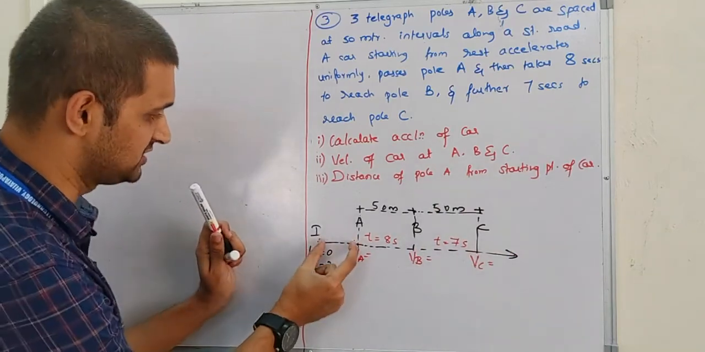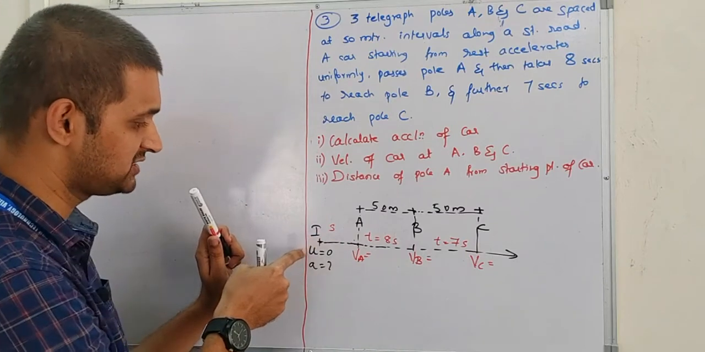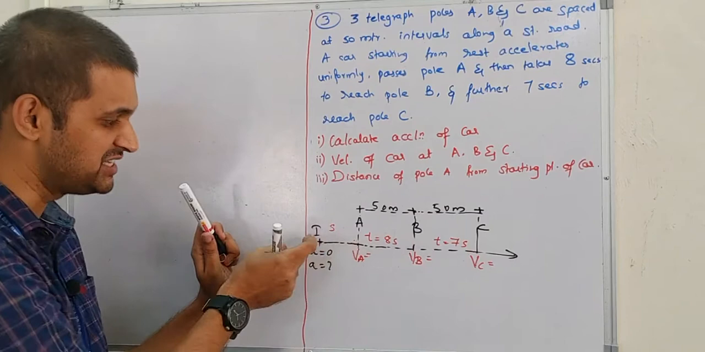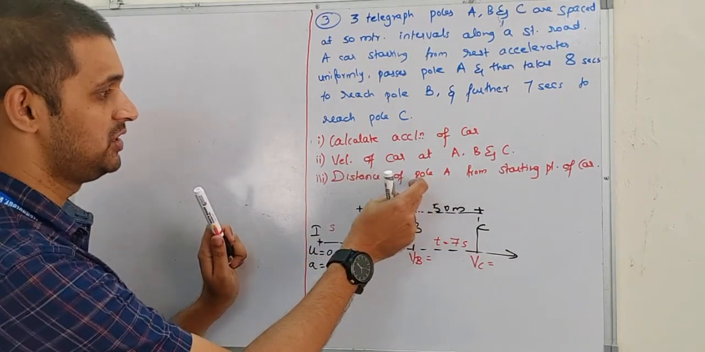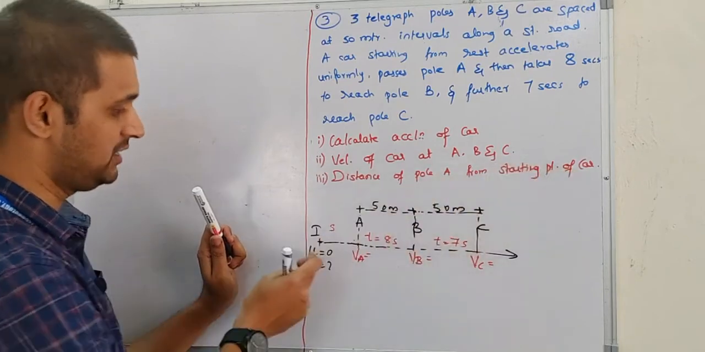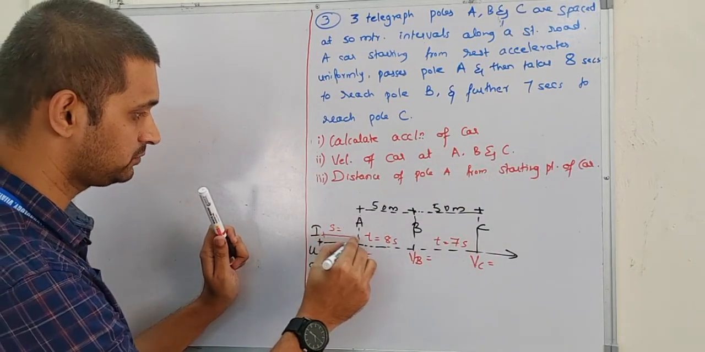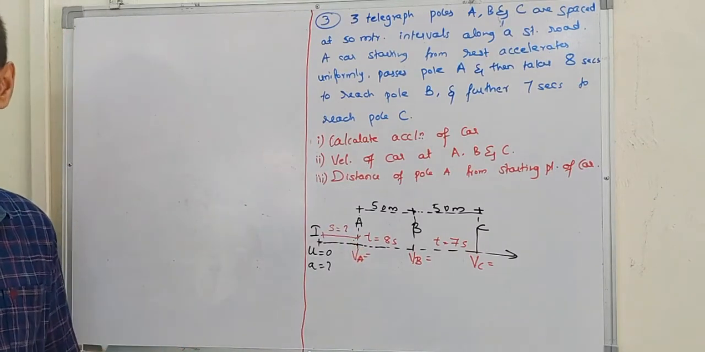So now this distance. This was the initial point where the car starts from rest, then reaches pole A. This distance from the initial point to pole A also has to be calculated, the distance of pole A from the starting or initial point of the car. I hope the given data is clear.